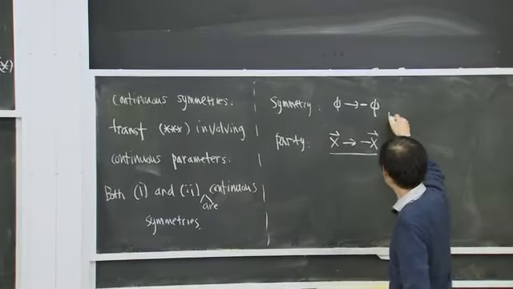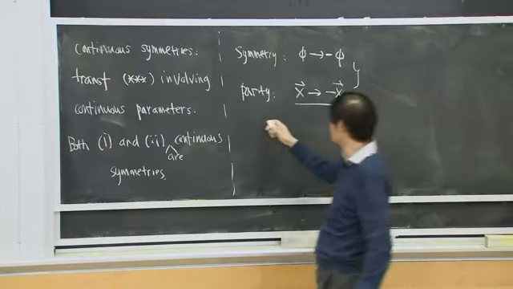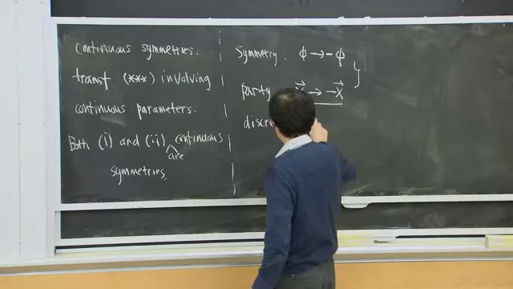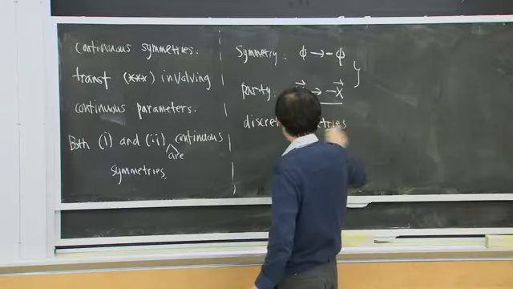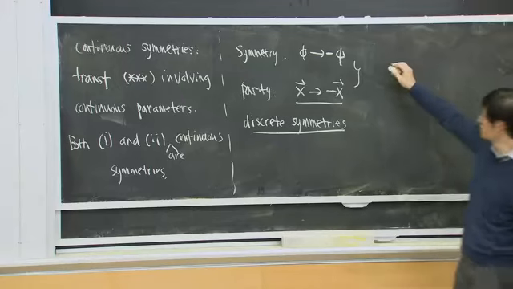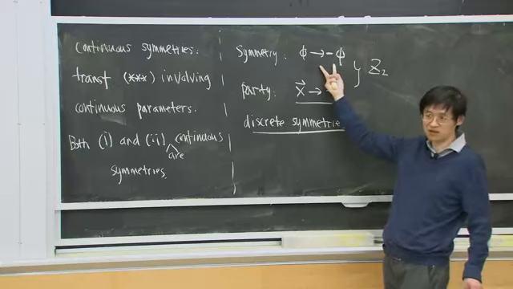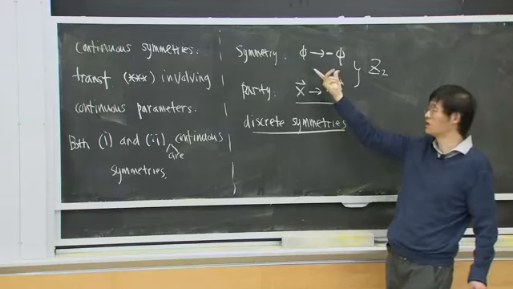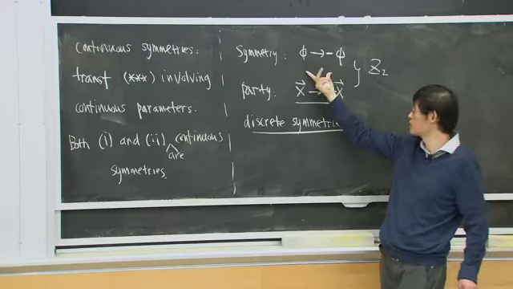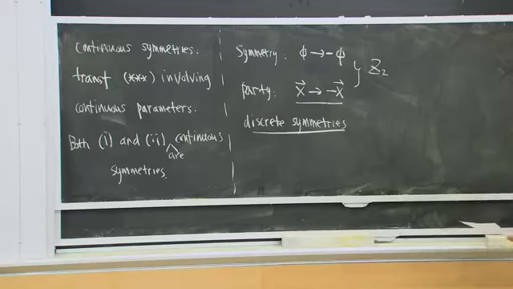So in both of these cases, they don't involve continuous parameters, and so these are called discrete symmetries. Okay, so there's no continuous parameters. In this case, both of them are called Z2. Z2 means that if you do the transformation twice, you go back to the identity. If you do it twice, go back to the identity. This is the same. Okay. So here is a Z2 transformation.